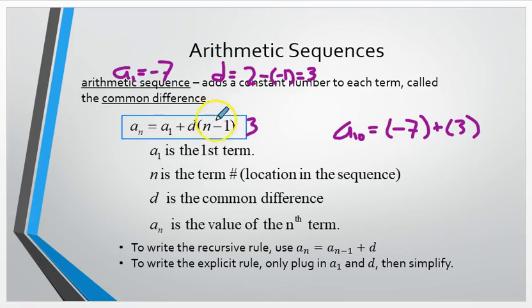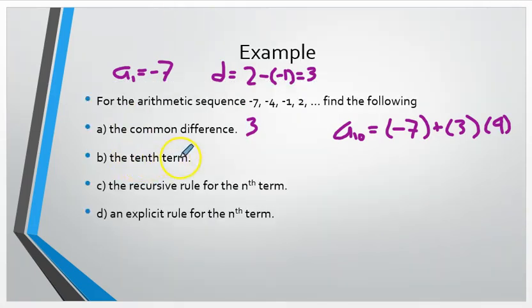So if I plug in 10 minus 1, that would mean multiply by 9. So now I have a little formula here that I can compute. So coming back to the example, they want to know the 10th term. Well, if I do 9 times 3 is 27, and then if I subtract 7 from that, I get 20.